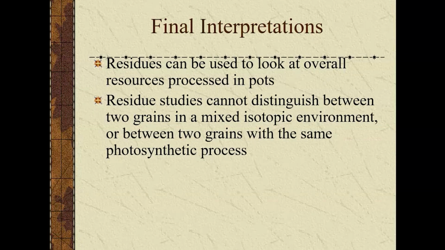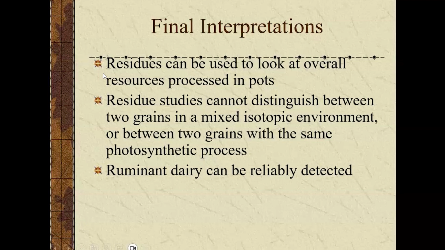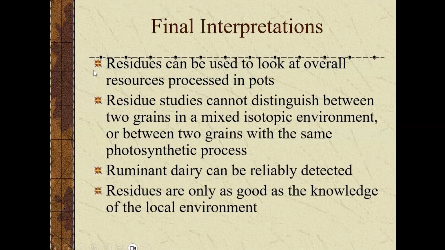If you've got a primarily C3 environment, you can't, for example, distinguish between rice and wheat because they're both C3. We can distinguish ruminant dairy reliably and marine fish if that's a possibility, but we need to support that through, of course, the archaeological record. Same with the ruminants. In general, residues are really only as good as the knowledge of the local environment and the knowledge of the local archaeological site.